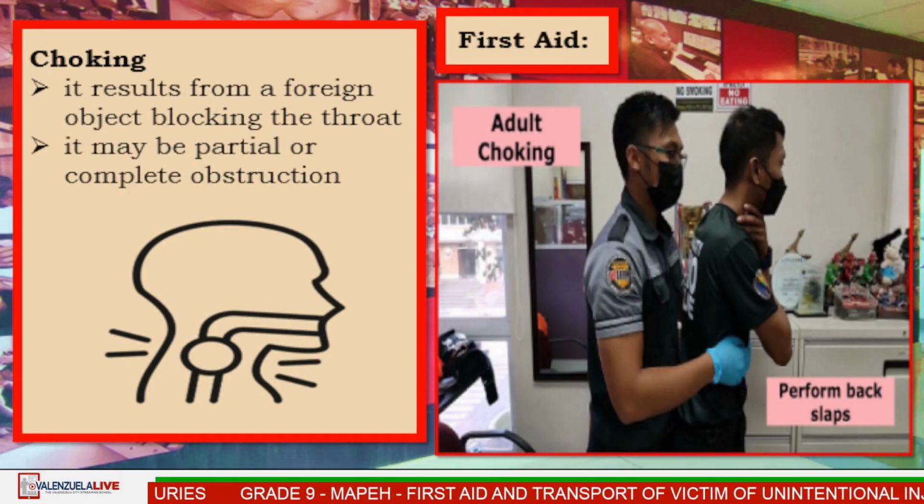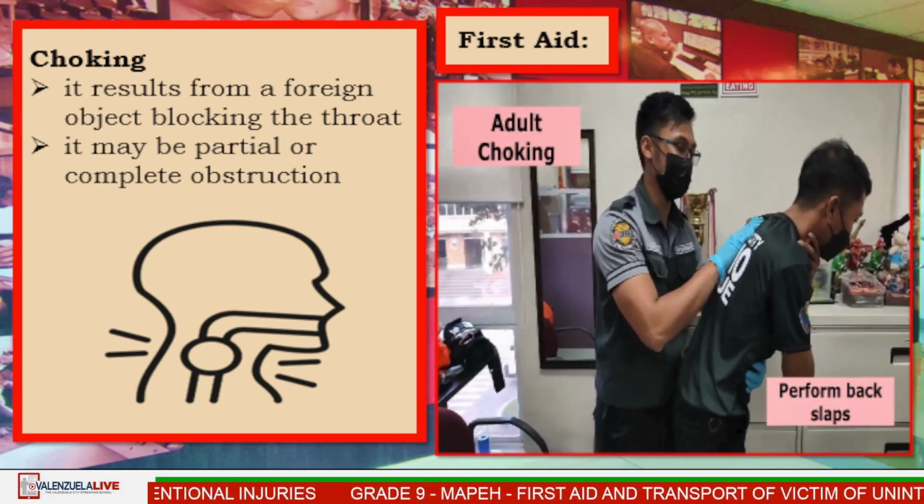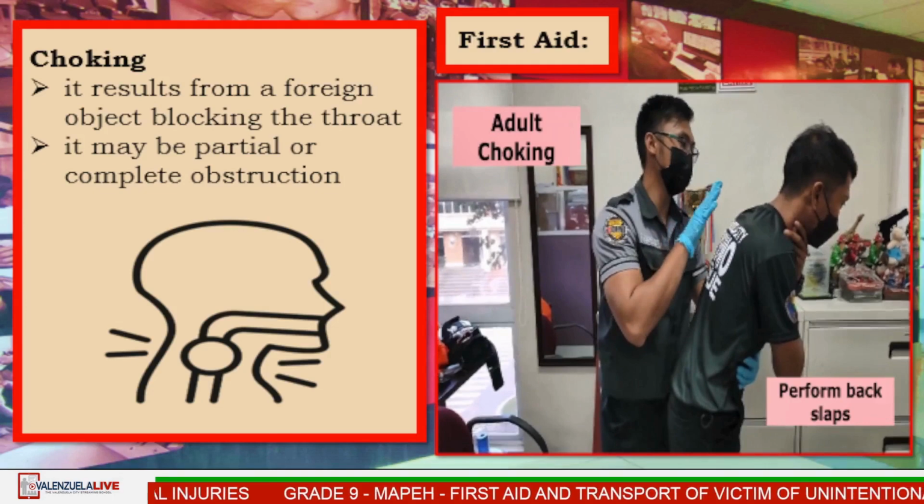Choking. It is the result of a foreign object blocking the throat. It may be partial, meaning the victim can still talk even while choking, or it may be a complete obstruction in which the victim cannot speak due to choking. First aid technique. When a person cannot speak or stop coughing, give 5 back slaps.